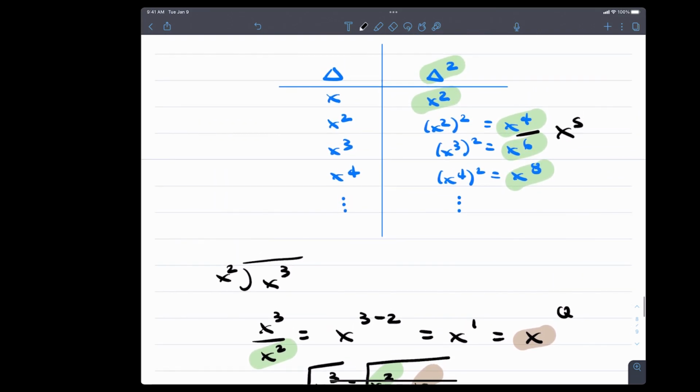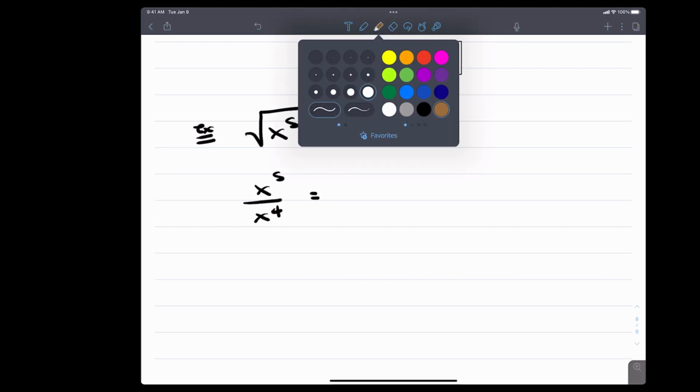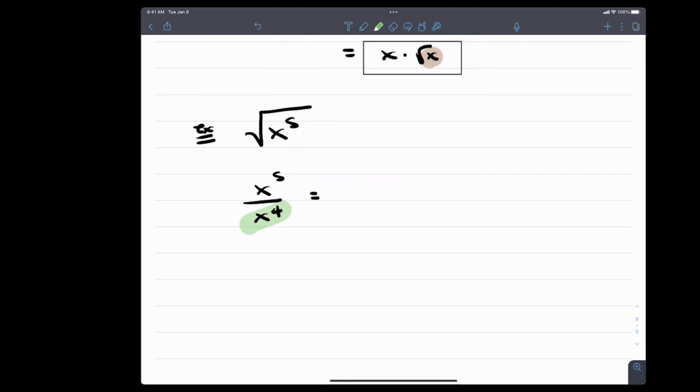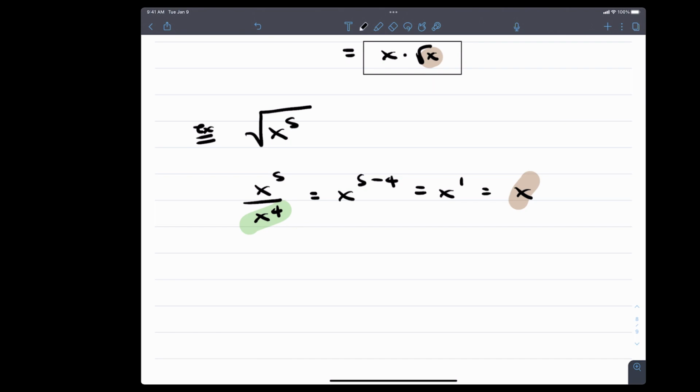Prior means before. If I told you, x to the fourth, that perfect square, when I use properties of exponents, you get x to the fifth minus 4, which is x to the first power. Again, this is my quotient, ladies and gentlemen.